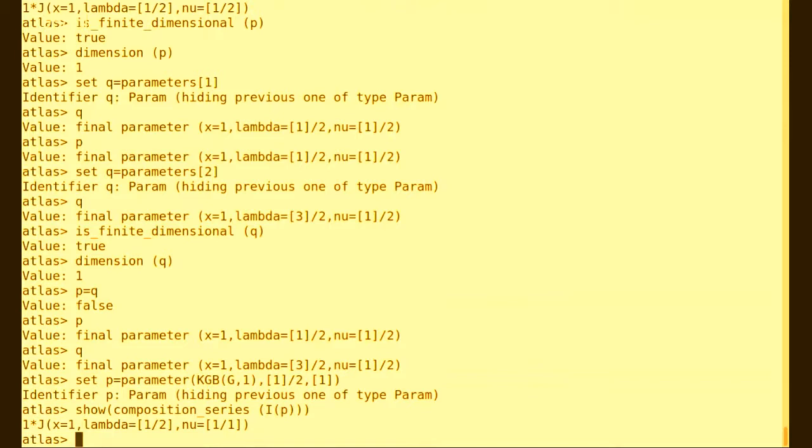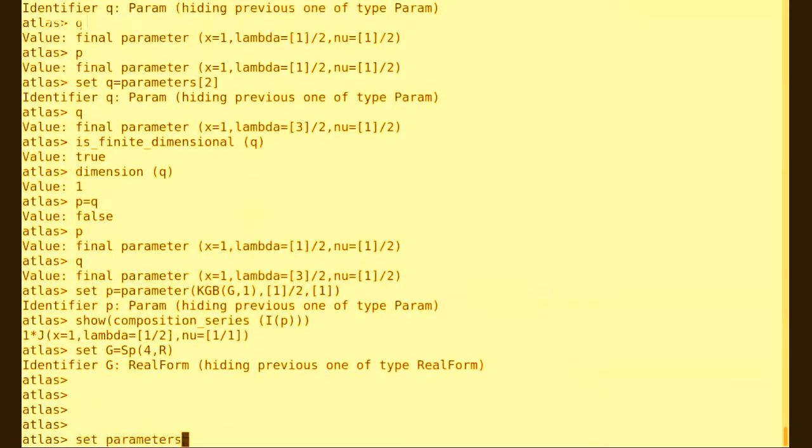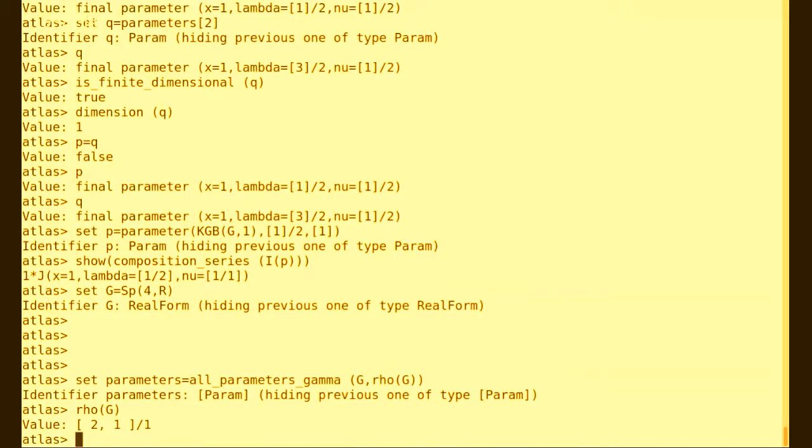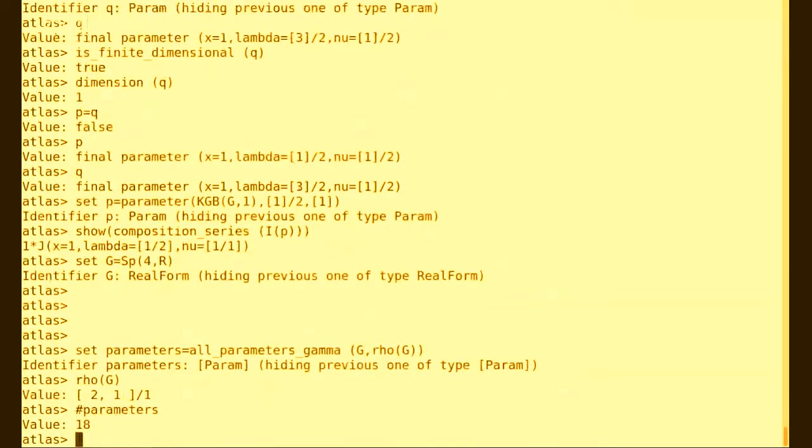It's more helpful now to look at a slightly bigger group. So let's set G equal to SP4R, and let's set the parameters to be all parameters gamma of G with infinitesimal character rho. Rho of G, by the way, is 2, 1. So how many representations does this group have with infinitesimal character rho? It turns out there are 18. It's an interesting exercise to count them yourself. For P in parameters, let's look at them.